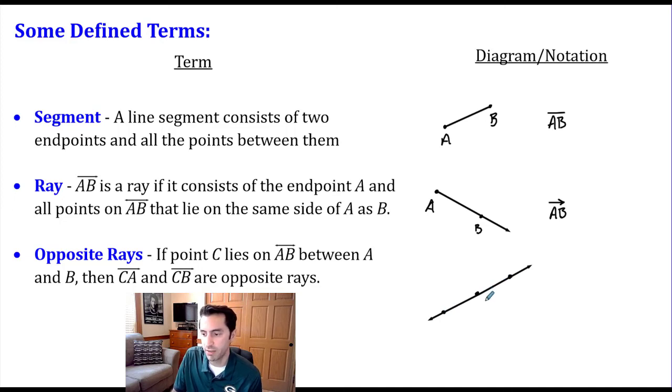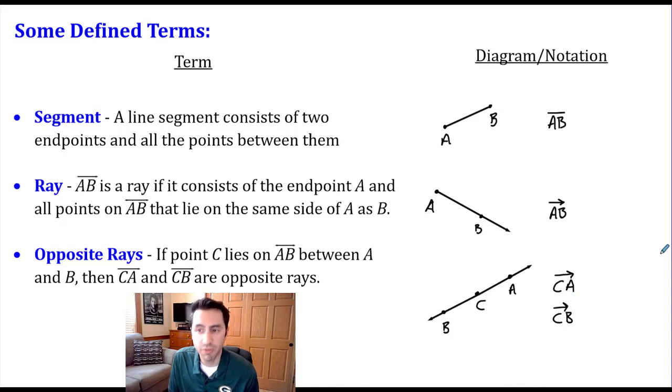So the way that I define this, I said point C lies in between A and B. So both of these rays start at C. One of them goes through A, and then the other ray starts at C and goes through B. So in this case, my two rays, I'll name them CA, and again, it's a little arrow. And then my other one is CB, starting at C, going through B. All right, so those are some defined terms.